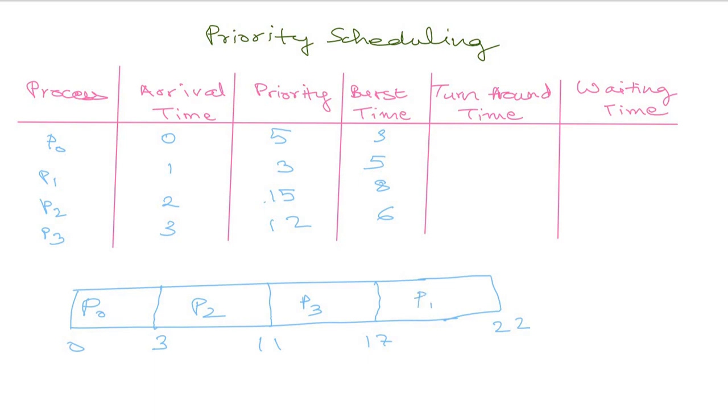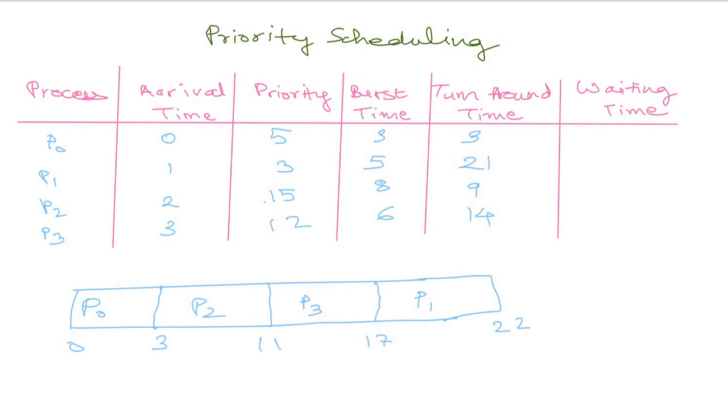Now let's talk about the turnaround time. Turnaround time is the completion time minus the arrival time. So for P0 the completion time is 3, so 3 minus 0 is 3. Then for P1 the completion time is 22, so 22 minus 1 is 21. Then for P2 the completion time is 11, and 11 minus 2 is 9. Then for P3 the completion time is 17, so 17 minus 3 is equal to 14.